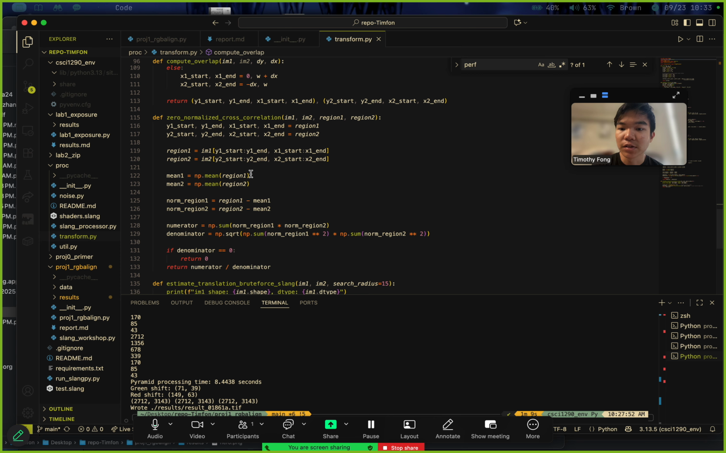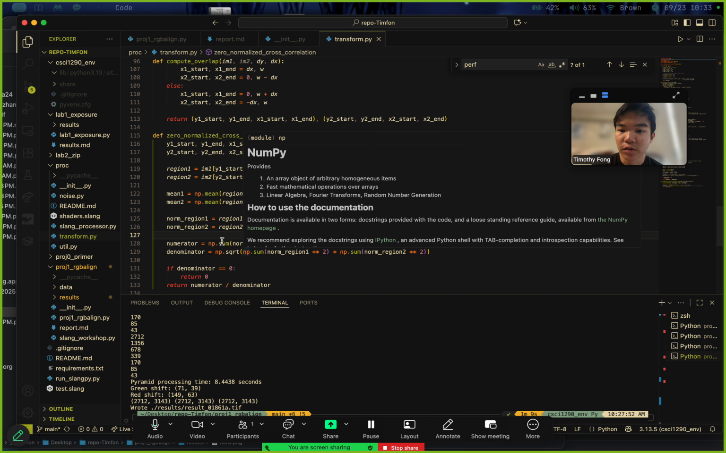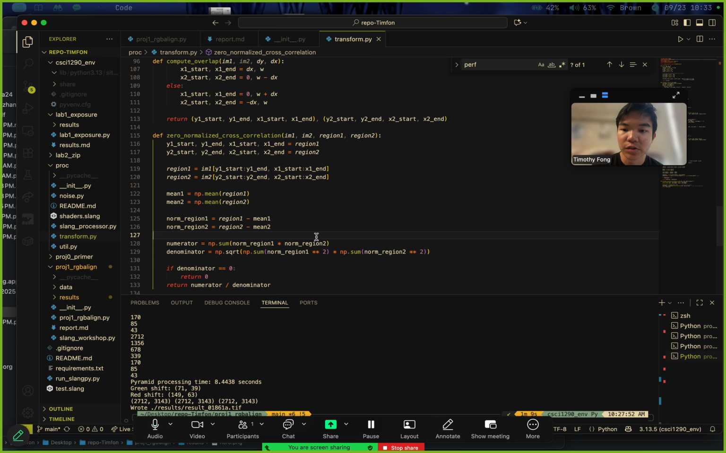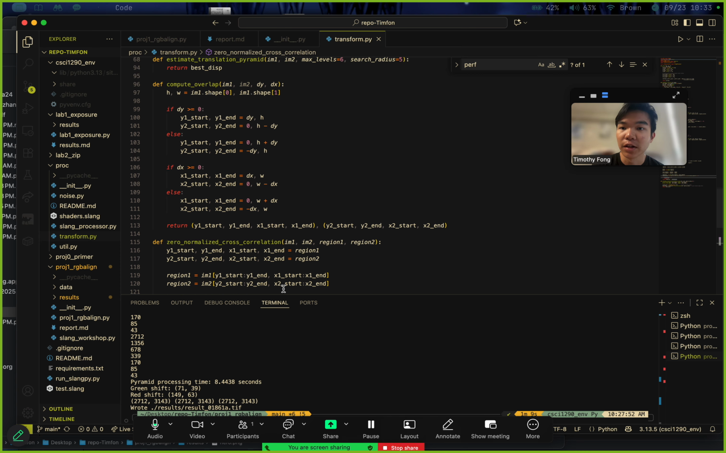For zero normalized cross correlation, we find the two regions. So this is the region of image 1 that overlaps with image 2. This is the region of image 2 that overlaps with image 1. We calculate the mean, subtract the mean from region 1 according to the equation in the handout, then sum the norm region 1 times norm region 2, and we divide by the norm, and the actual score is numerator divided by denominator. So if the score is closer to 1, then the images are better aligned.